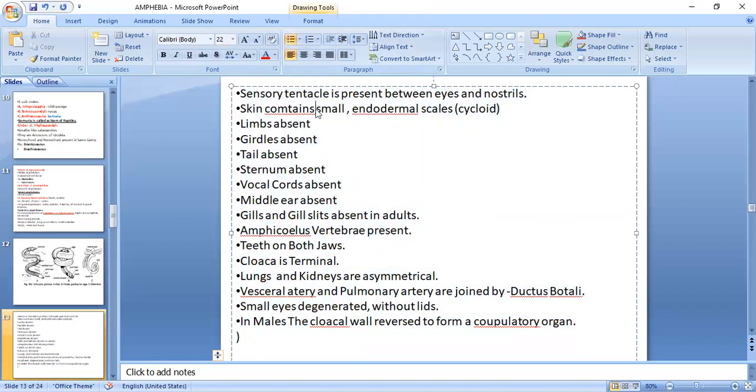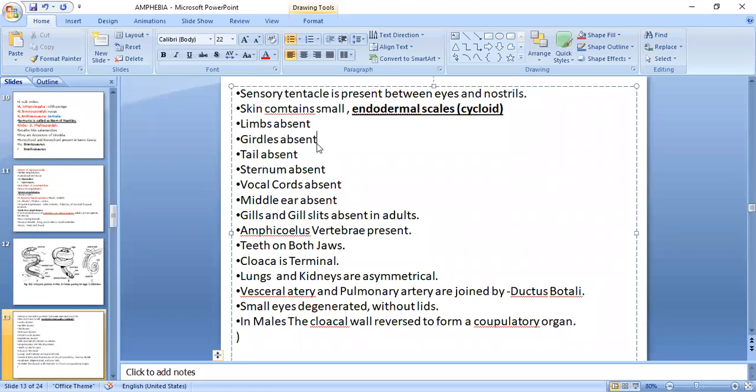So skin contains small dermal scales. Okay, so this is an important point. So only these animals contain scales in the amphibia. Okay, limbs absent. చూడండి ఎన్ని absent ఉంటుంది, limbs absent.